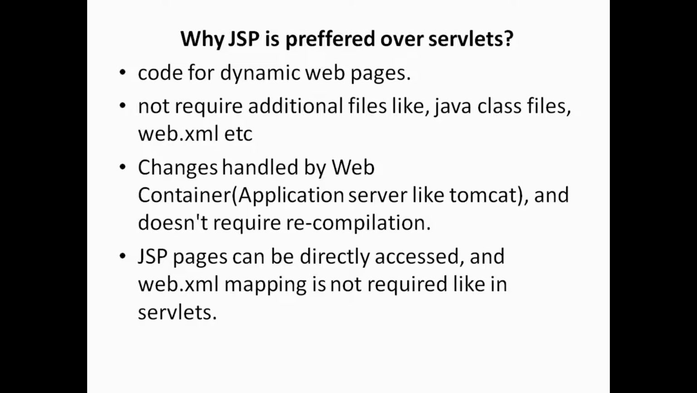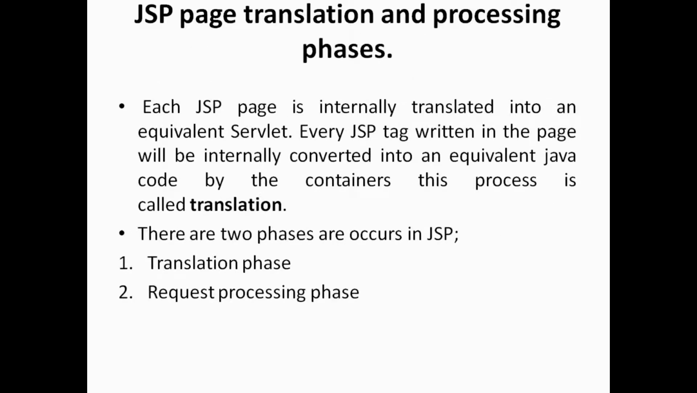Let's see another thing, that is JSP page translation and processing phases. Each JSP page is internally translated into an equivalent servlet, which is of course in Java, and every JSP tag written in the page will be internally converted to equivalent Java code by the container. This process is called translation. You will get a 2-mark question like what is meant by JSP translation. It is converting the JSP tags written in the page internally into equivalent Java code by the container, that is, translating into an equivalent servlet.